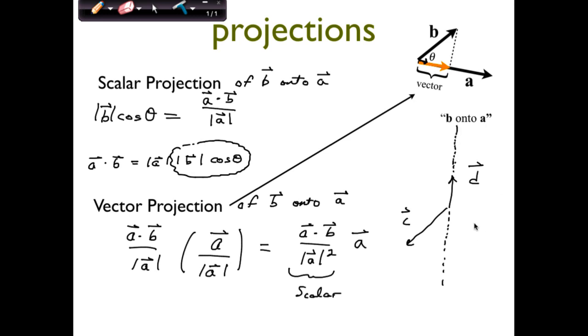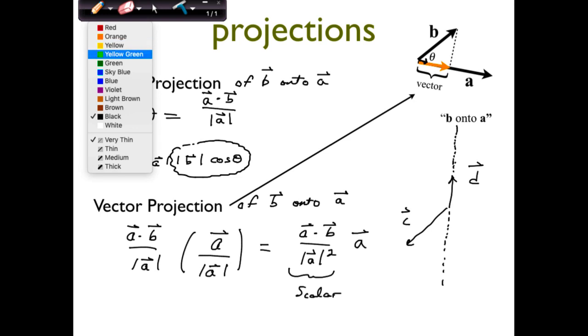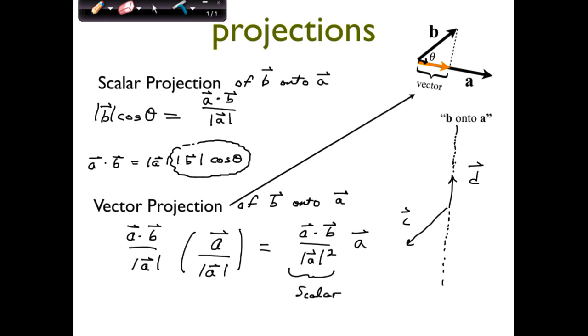And once you extend the line, which way is that vector projection going to point? Do you see which way it will point? In the opposite direction of D. Well, let's stick with orange here. So that would be the vector projection of C onto D.